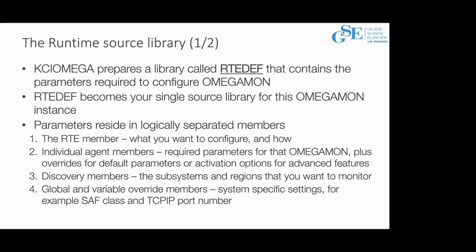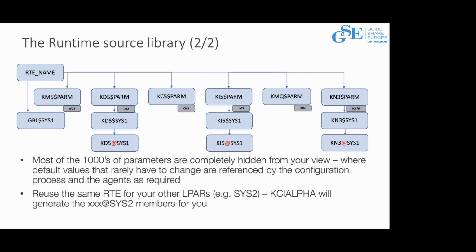Basically, the agent members are specific. They'll have default parameters in there and activation options. And then you have your discovery members. And there is a final one, which is the global and override members. These are such as your system specific settings, okay? Like SAF class and port number, TCP/IP port number.